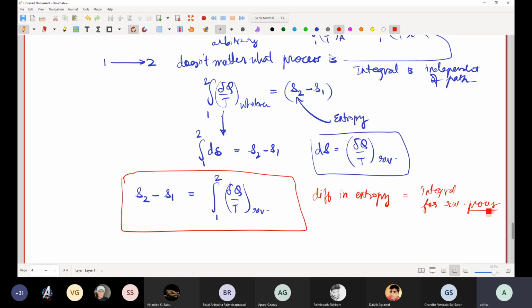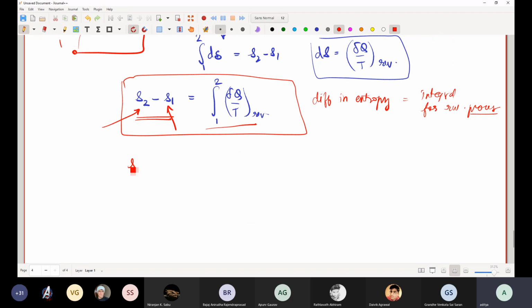Now we have gone from cycle to process. But once we know what S2 minus S1 is, it does not depend on the path taken. Once we know what this integral is, that is, once we know what S2 minus S1 is in going from 1 to 2, we do not care about what path is taken. So even if you go from 1 to 2 in an irreversible manner, S2 minus S1 will be the same.